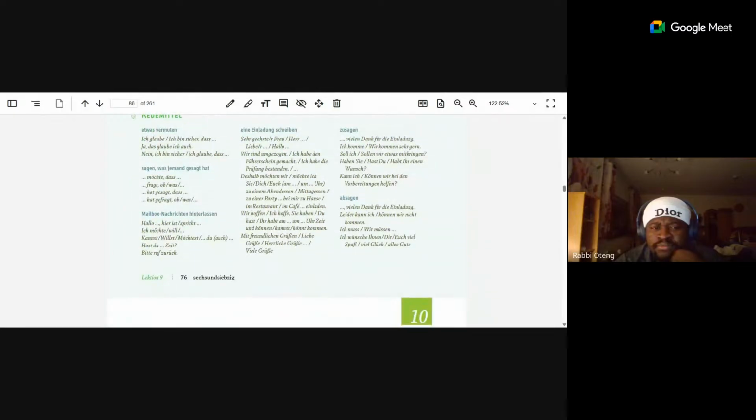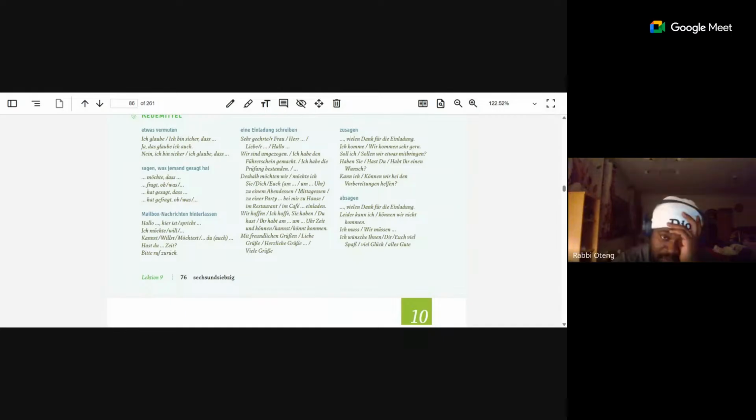Dann Mailbox, Nachrichten hinterlassen. Hinterlassen means to leave behind, okay? So leave behind a message on a mailbox. Hallo, hier spricht, immediately pick the phone up. Oh, hallo, hier spricht Herr Müller. Hallo, hier spricht Frau... Ja, klar. Denn ich möchte, ich will. Kannst du, willst, möchtest du? Dann hast du Zeit. Bitte ruf zurück. Okay. Yeah, call back. When you want to leave a message on the phone call, you can do this.